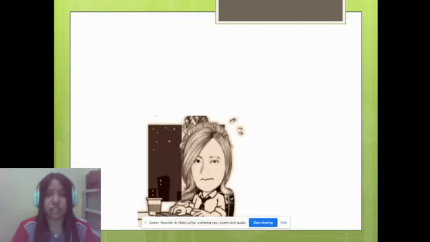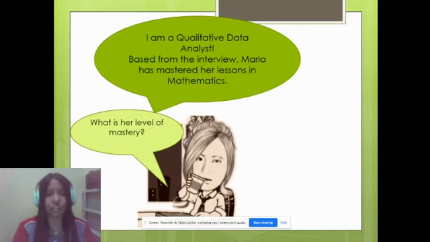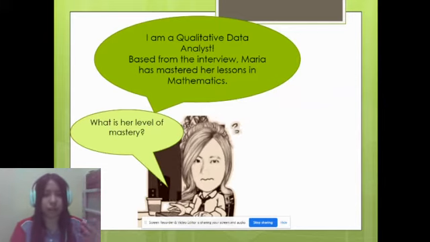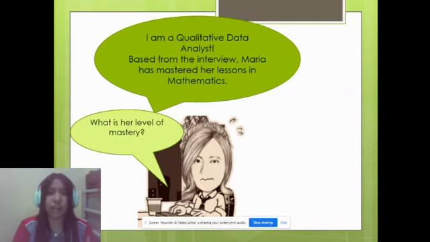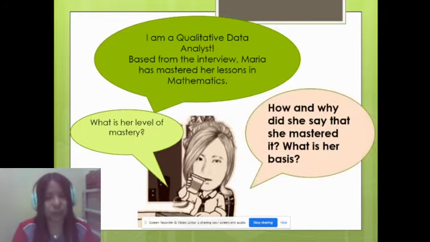And let us also consider another example. So I am a qualitative data analyst. Based from the interview, Maria has mastered her lesson in mathematics. Now the question is, what is her level of mastery? Because I limit my data to qualitative data, my problem now is how can I interpret the level of mastery if my basis is only the interview? How and why did she say that she mastered it?